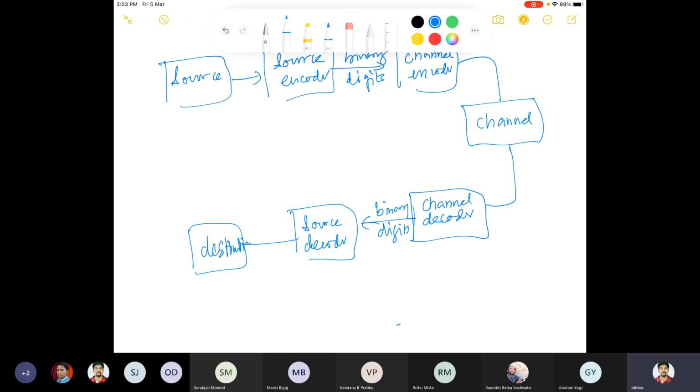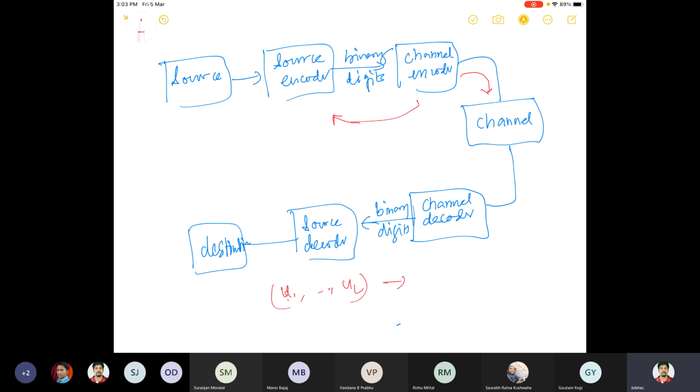So what I'm trying to tell you here is that if you look at this part, you are sending some binary digits, and then this is passing through this channel. Whatever way you do it, from U1, U2, UL you are generating x1, x2, xn. How you do it is independent of the conclusion, because the conclusion is about passing through this channel: the source entropy should be less than the channel capacity.